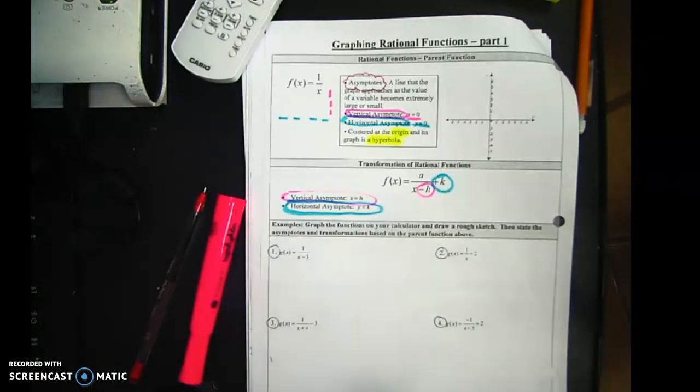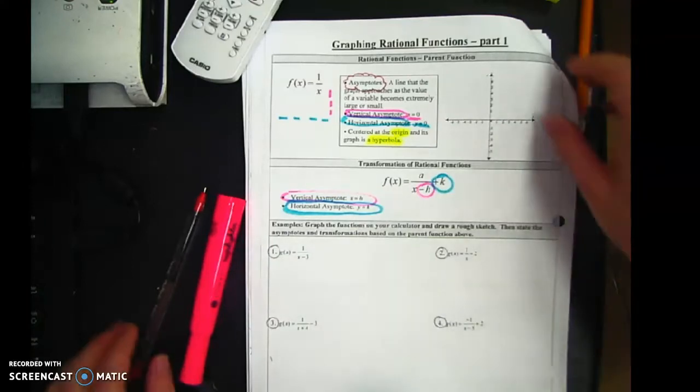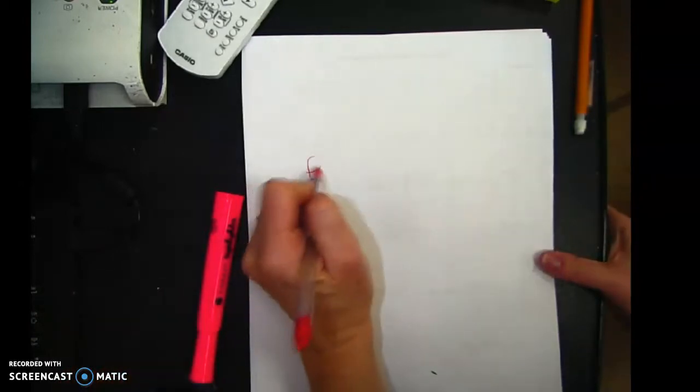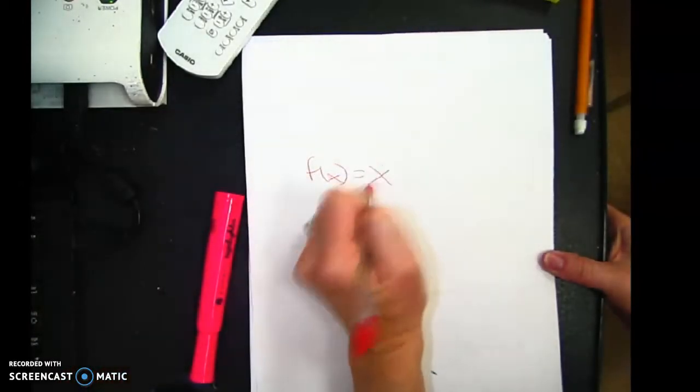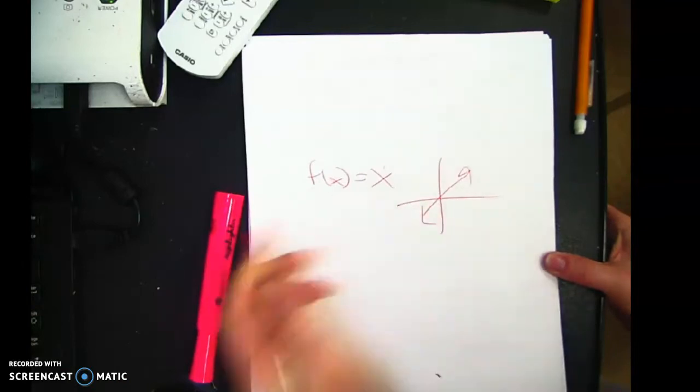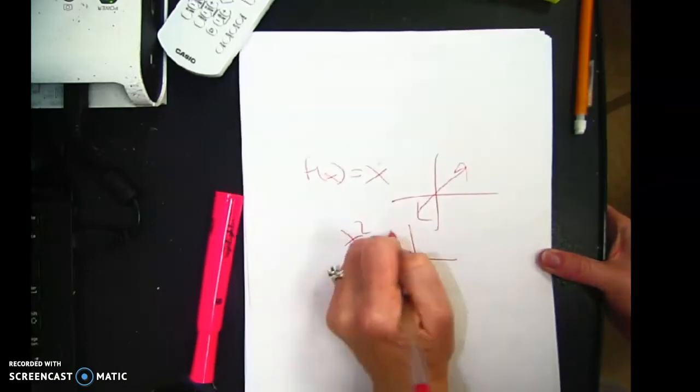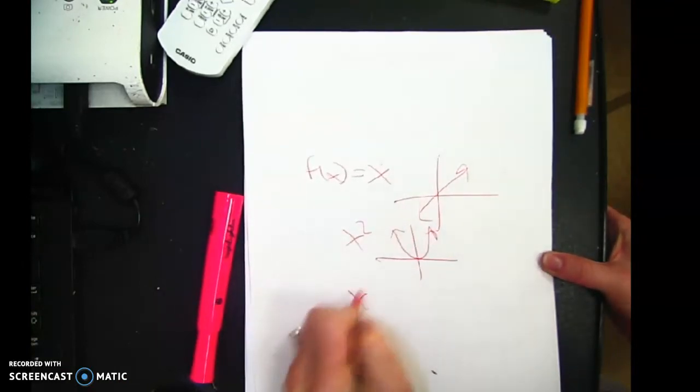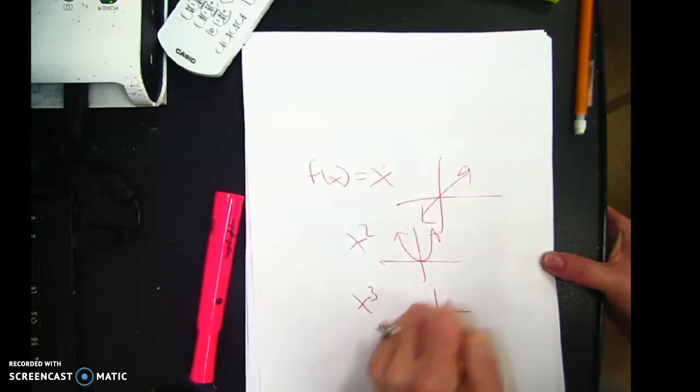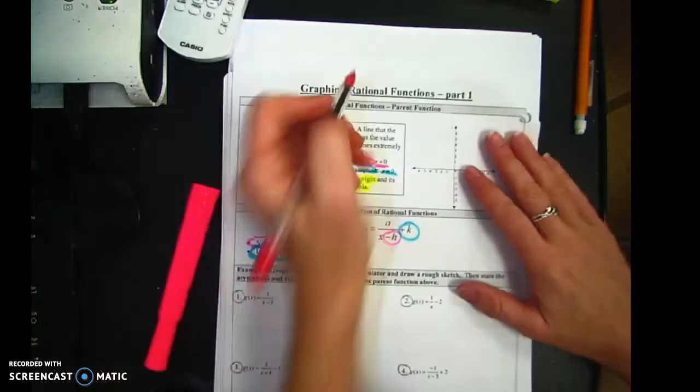All right, I don't know if you remember back a long time ago when we had projects and you all had different parent functions. If you remember, the parent function f of x equals x made a line through the origin. And x squared made a U through the origin. And x cubed was the squiggle, and so on and so forth. Well, this is another type of function, and it's called a rational function.